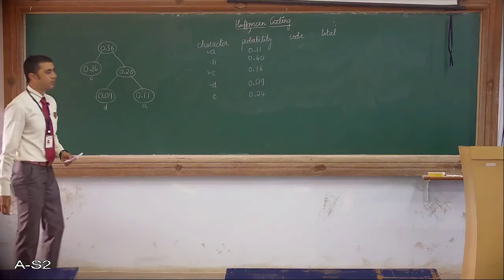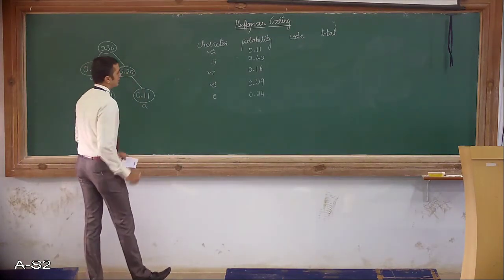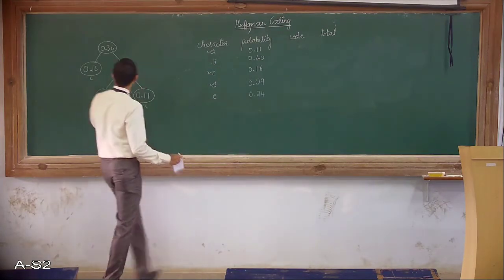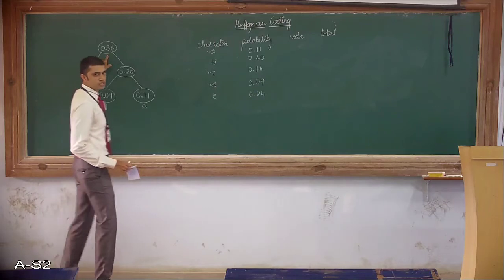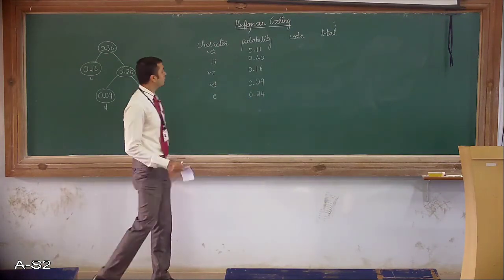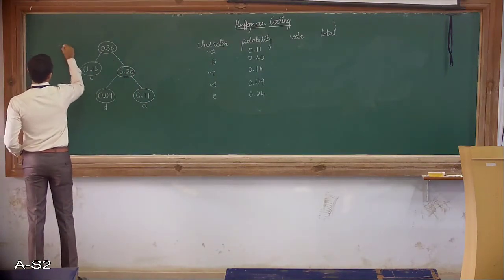You will get 0.36. So B, E and this addition: out of these three, 0.40, 0.24 and 0.36, which is the least? 0.24. It is less than 0.36, so write it here, 0.24.